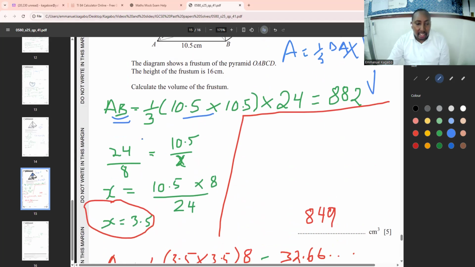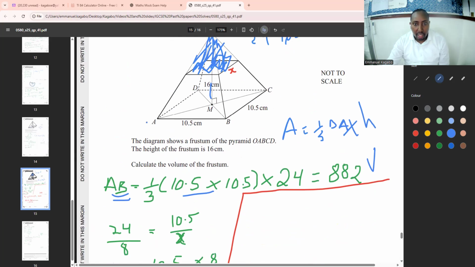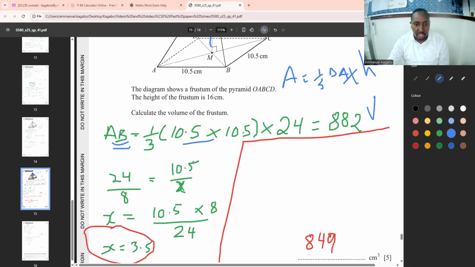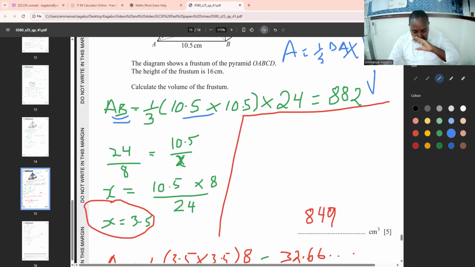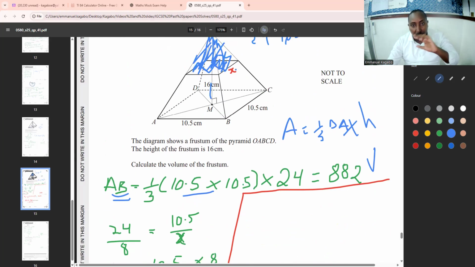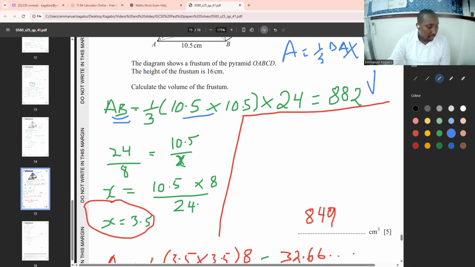Now, by similarity, the big height of the pyramid, 24, divided by the height of the small pyramid, 8, should be the same as the side of the square of the big pyramid, which is 10, over the side of the small one. When you cross multiply, you're going to have this. So that is the side of the square of the pyramid they cut off. Okay, very good.